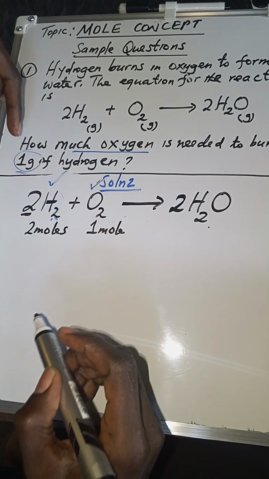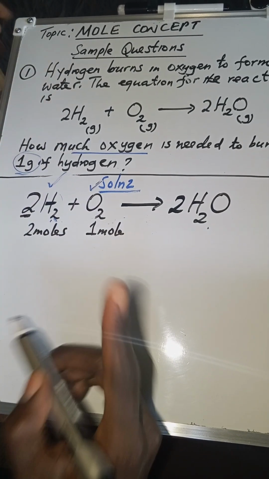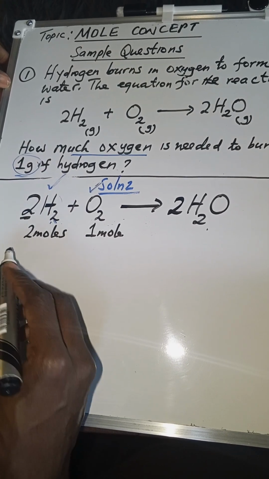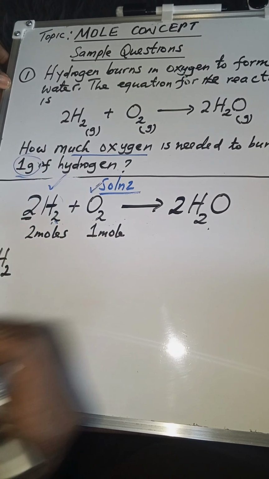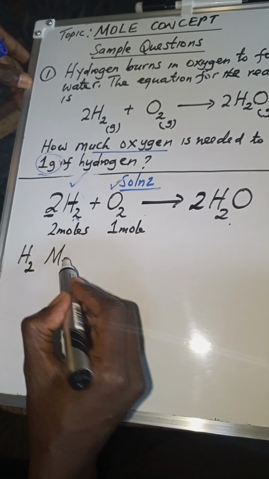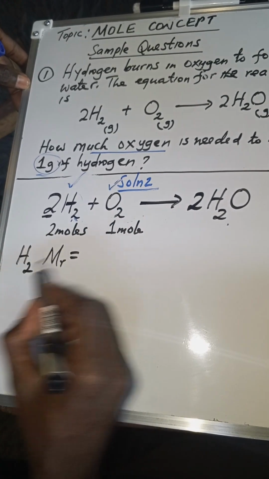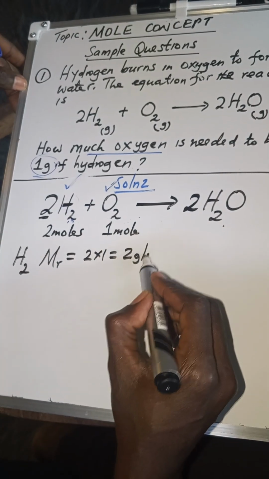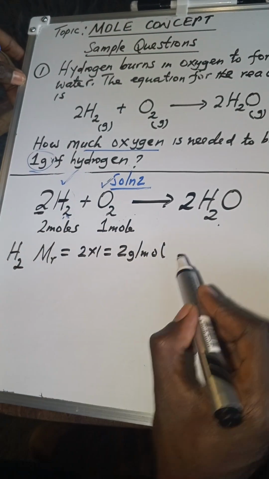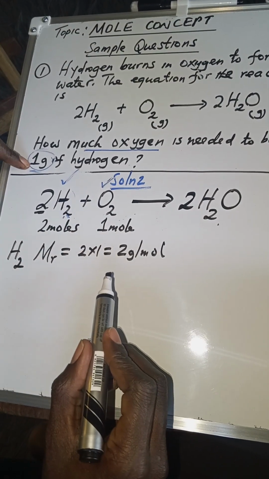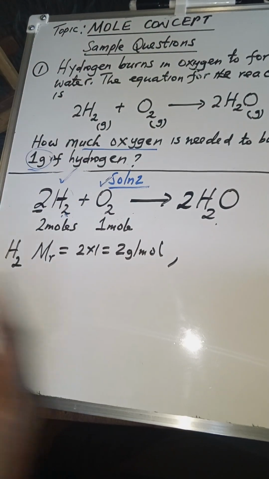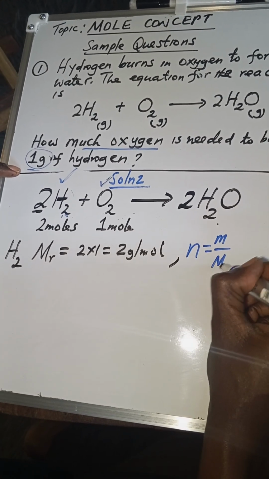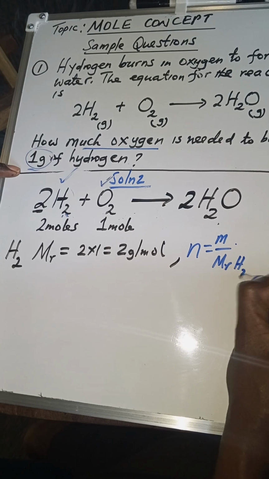But of course, since the question has given us that they used 1 gram of hydrogen, we need to find the number of moles in 1 gram of hydrogen. Remember, hydrogen is actually diatomic. So the relative molecular mass of hydrogen is 2 times 1, which will give you 2 grams per mole. So you can find the number of moles in that 1 gram. Remember what we said, number of moles is equal to the mass divided by the molar mass. In this case, we are talking about the molar mass of hydrogen.